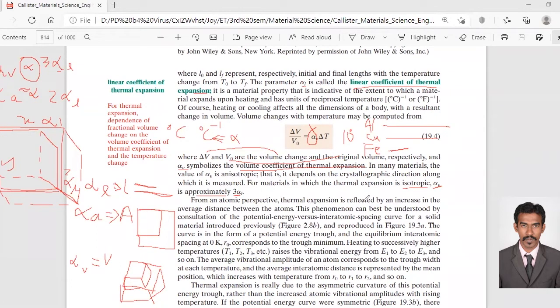From an atomic perspective, thermal expansion is reflected by an increase in the average distance between the atoms. I told you, when you provide energy, they won't stay at one place. They will keep on moving here and there and everywhere.